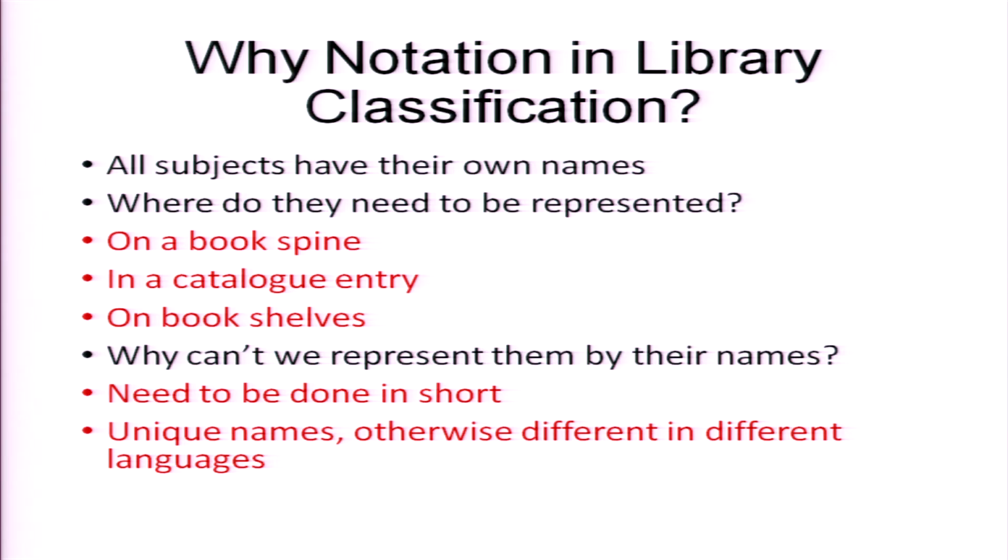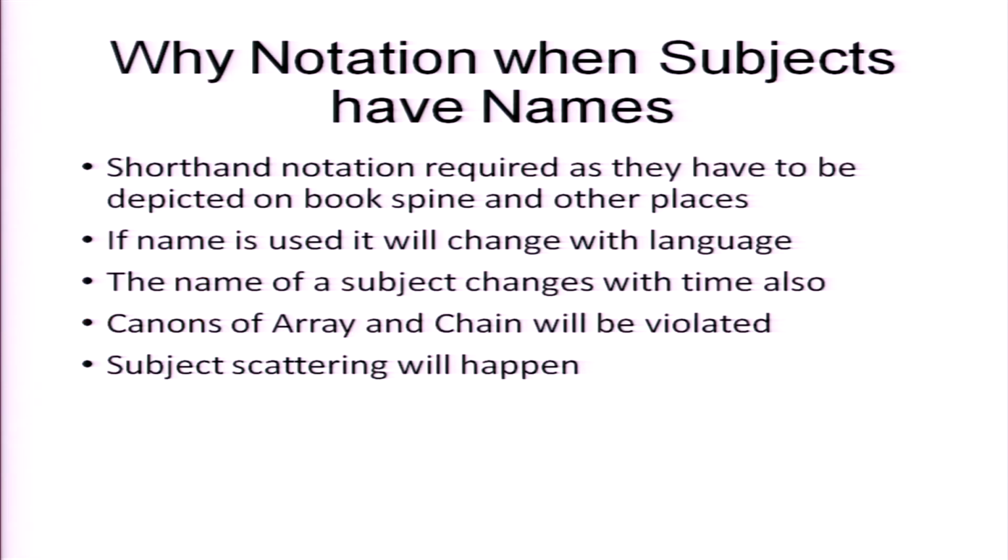So these are unique names. Otherwise, if we make use of language, you all know our language has synonyms, homonyms, homographs. Therefore, it would create problems to understand, and the same subject may have two or more different names. Therefore, it violates the canons that were given by Ranganathan. And also, as I explained earlier, if we make use of different languages, then also it creates a problem. Therefore, we make use of notation.